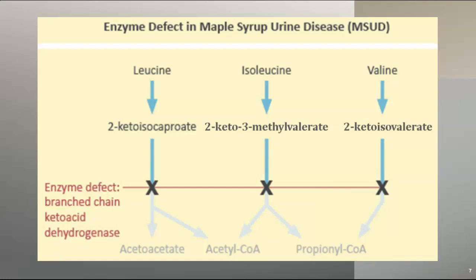Some MSUD responds to treatment with thiamine, or vitamin B1. Thiamine is a cofactor in the oxidative decarboxylation of the keto acids formed by the transamination of the BCAAs. In scenario 2, we'll be looking at alkaptonuria.